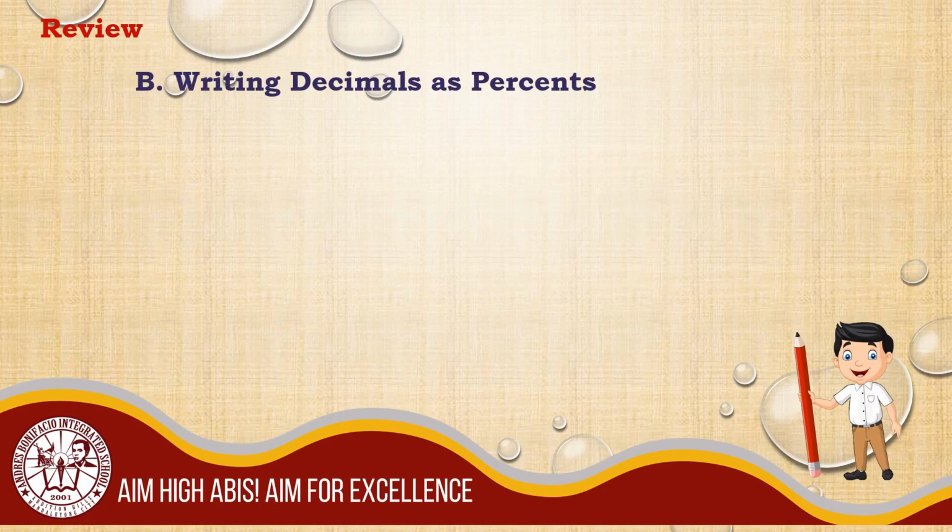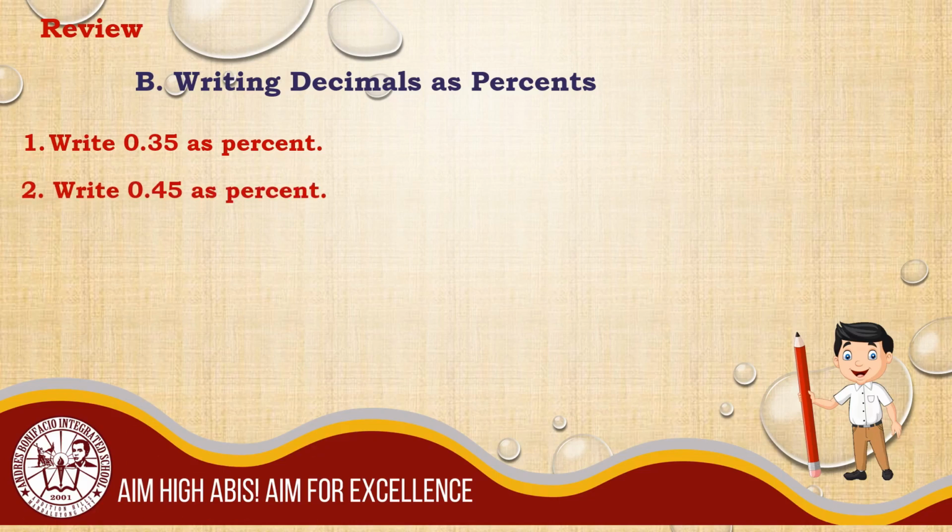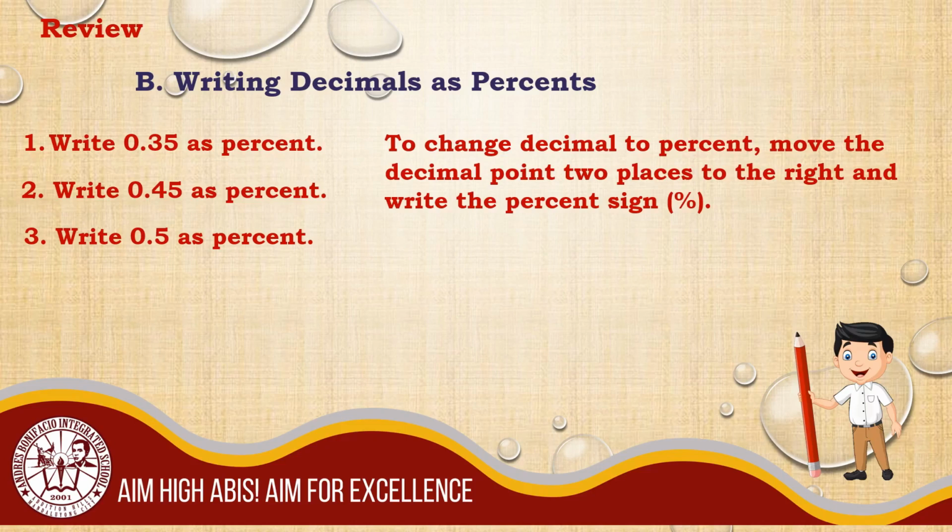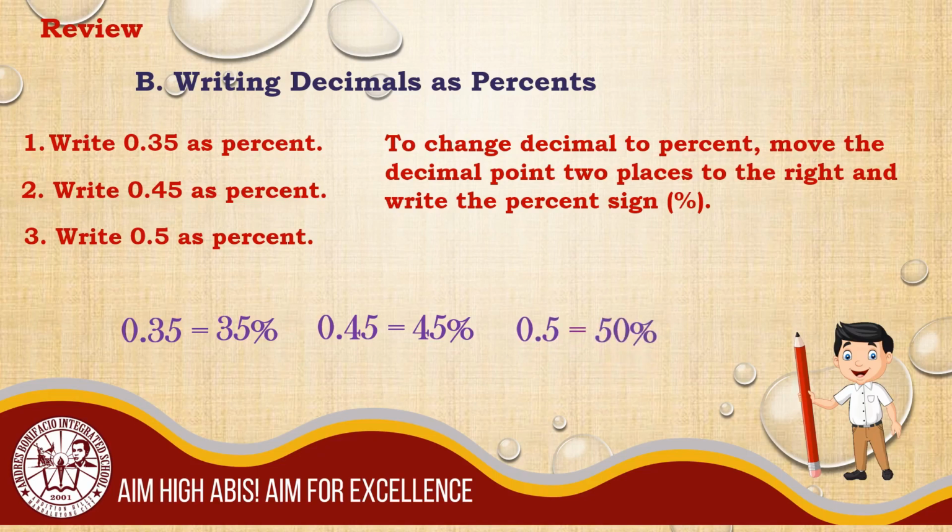Letter B. Writing decimals as percents. Number 1. Write 35 hundredths as percent. Number 2. Write 45 hundredths as percent. Number 3. Write 5 tenths as percent. To change decimal to percent, move the decimal point 2 places to the right and write the percent sign. 35 hundredths is equal to 35%. 45 hundredths is equal to 45%. 5 tenths is equal to 50%.